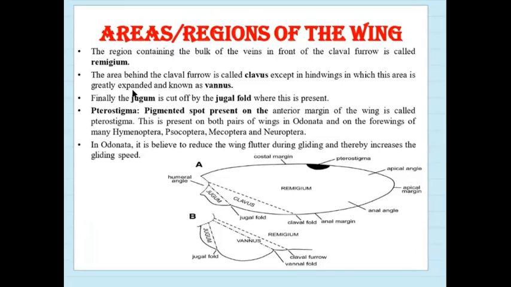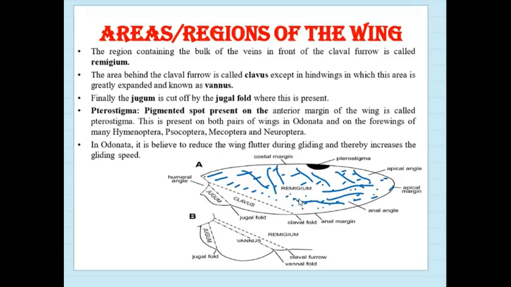Areas or regions of the wing. The region containing the bulk of the veins in front of the clavicular furrow is called remigium. This part where all the venation or bulk of veins are present is known as remigium. Cross veins, longitudinal veins, different types of veins are there.